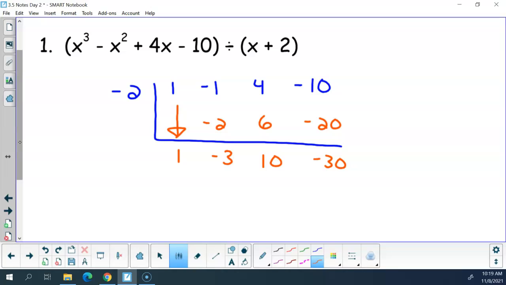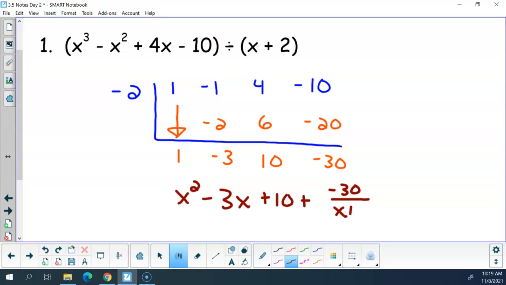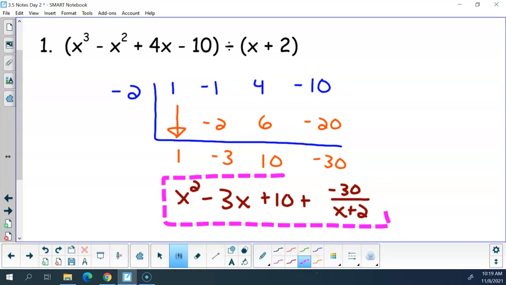So we take the degree of our first polynomial and drop it by 1 because we divided by a linear. So this would be x squared minus 3x plus 10 plus the negative remainder, -30 over x plus 2. So we can't do the remainder part of this?